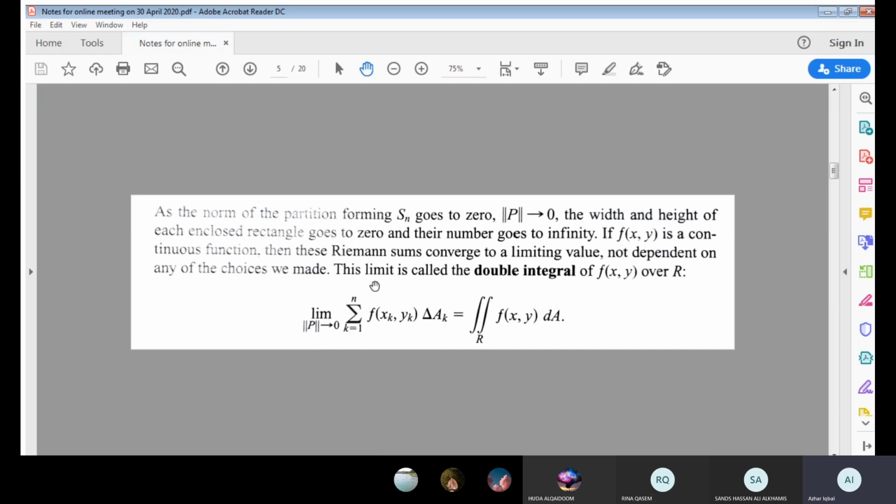So this is how we define the double integral. Here is the Riemann sum which we are having, with the limit of the norm of the partition going to 0. So this converges to a limit. When the norm approaches 0, this converges to the double integral of the function f of xy over the region R, which is non-rectangular.